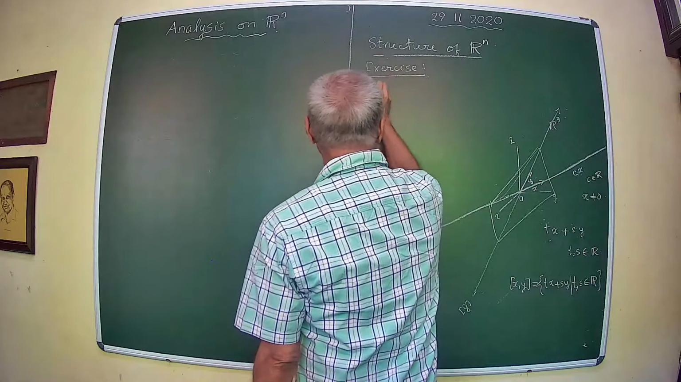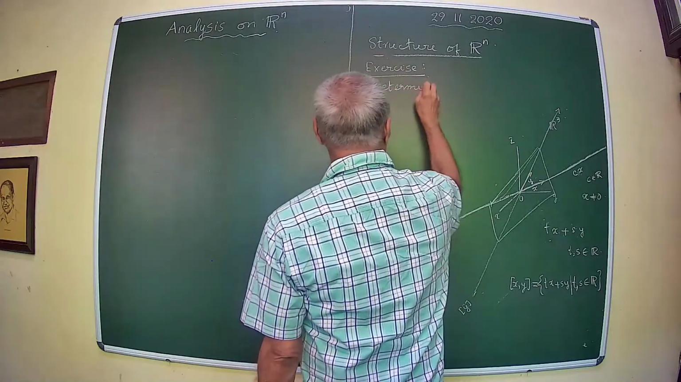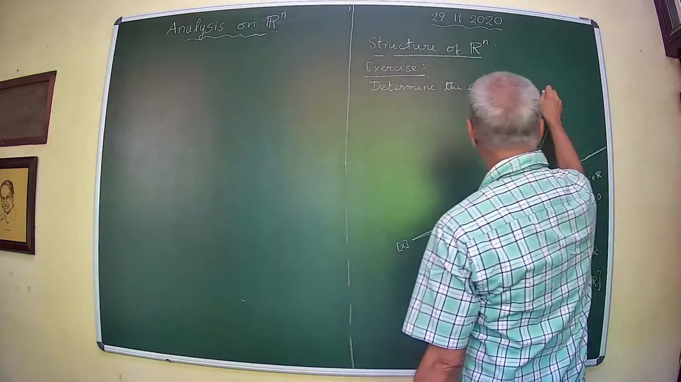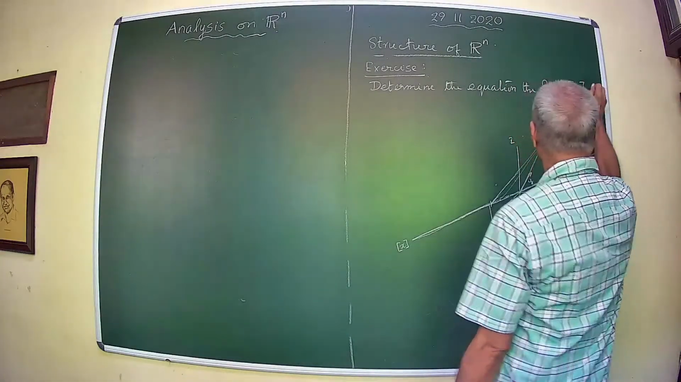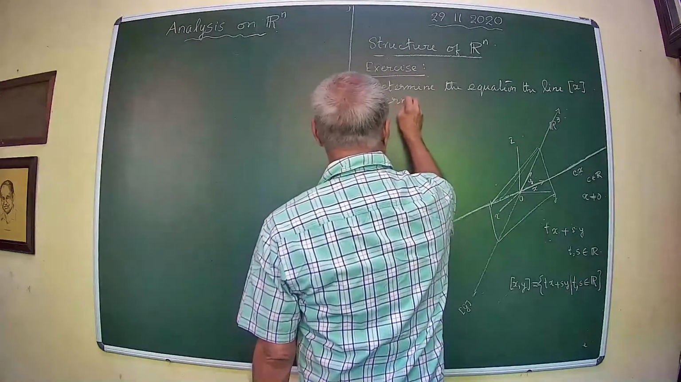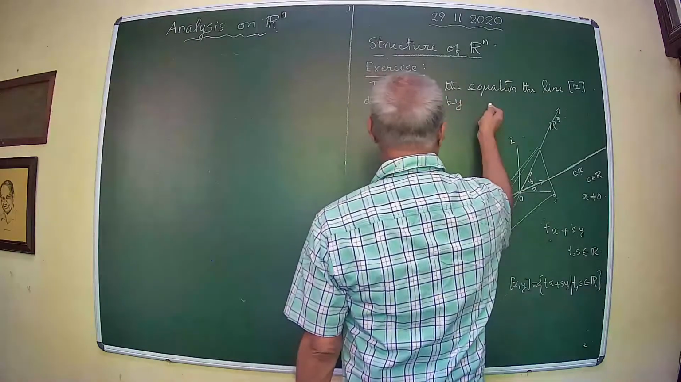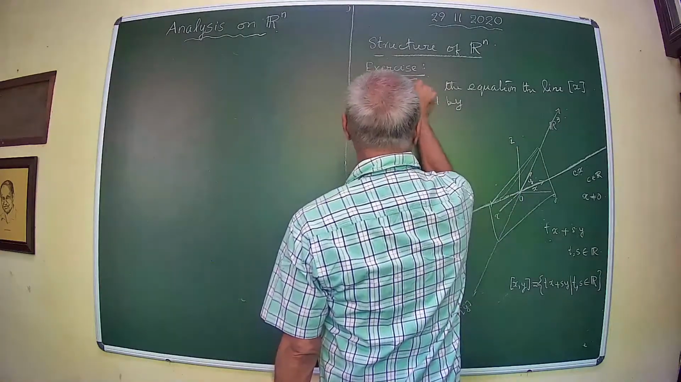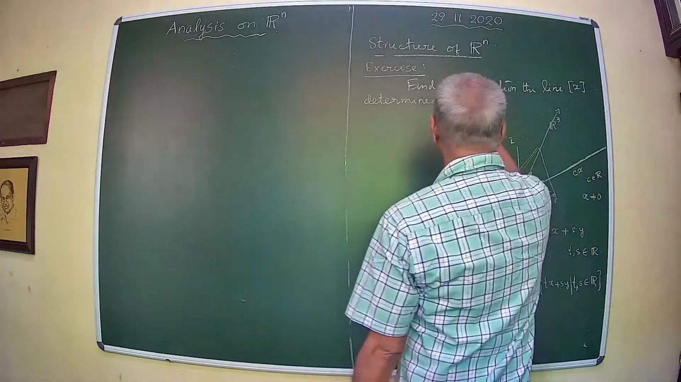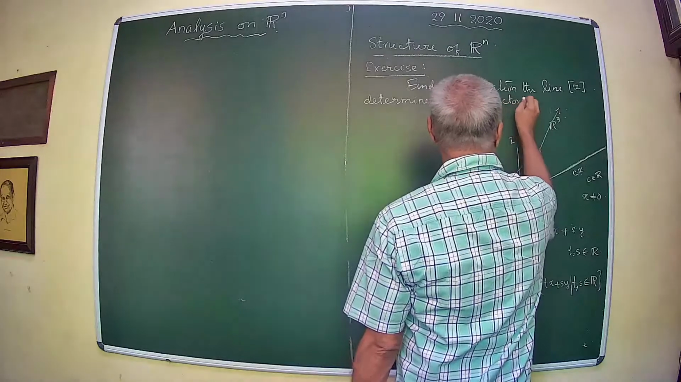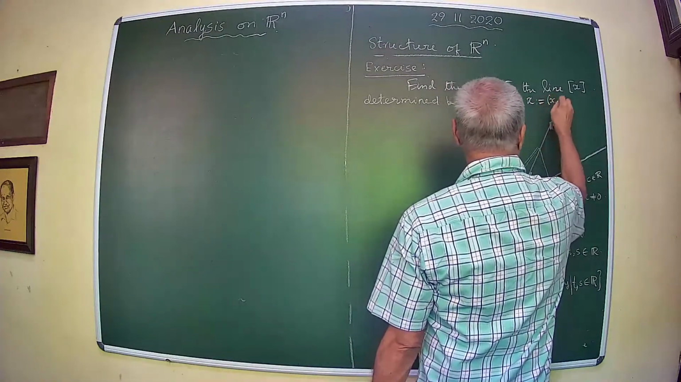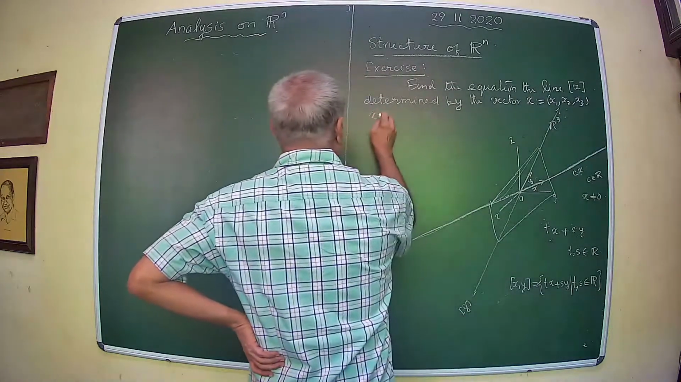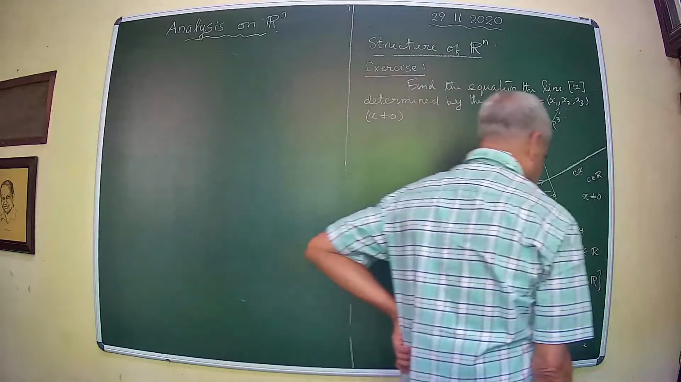Determine the equation of the line determined by the vector x in R3, x not equal to 0. Now this is one problem.